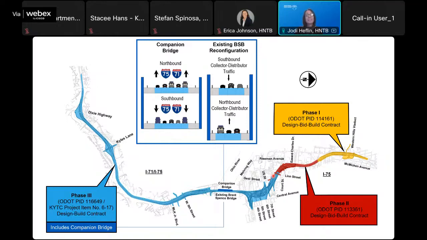Now, the remaining 6 miles of the corridor are shown in blue here, including that new companion bridge, and are going to be delivered using a progressive design build contract. And construction on phase 3 is expected to begin in 2025, although you could see some limited activity beginning in late 2024.